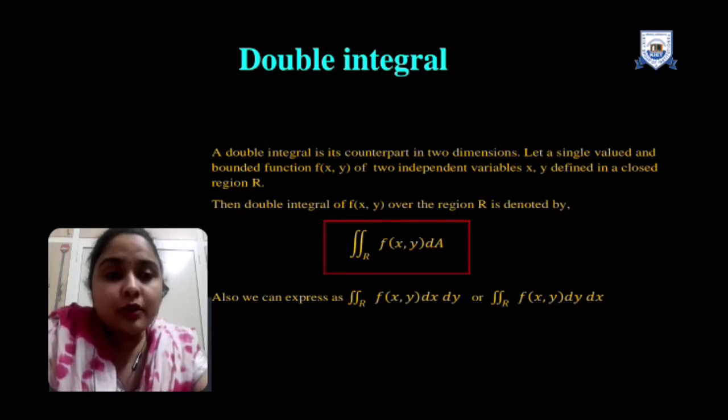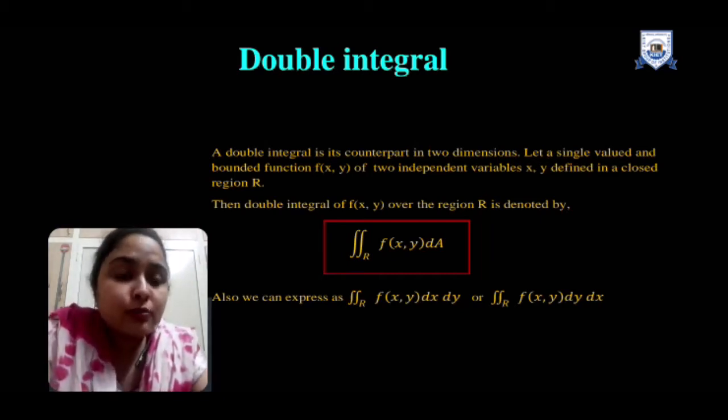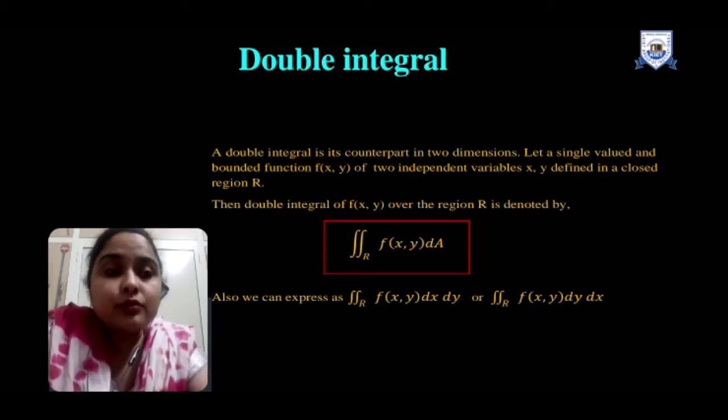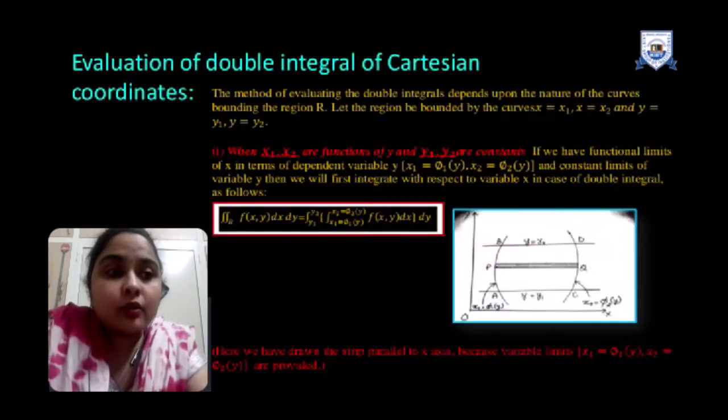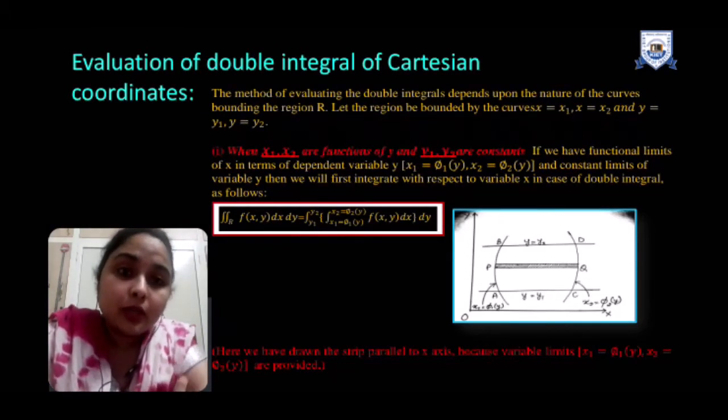And more clearly, we can also express this as double integration over the region R of function f(x,y) with respect to x and y. And the order may be reversible also. We may first integrate with respect to y and then integrate with respect to x. But it depends on the region we are taking, or I should say the limits in which x and y will be bounded. All depends on that. That we'll discuss now.